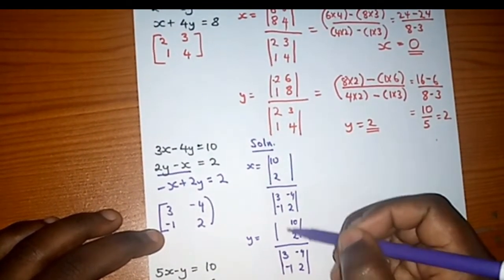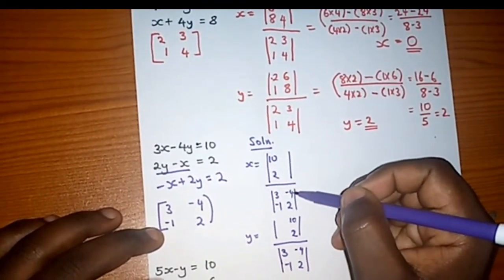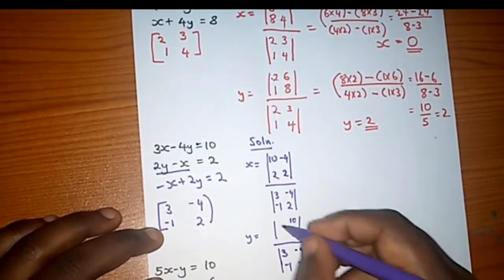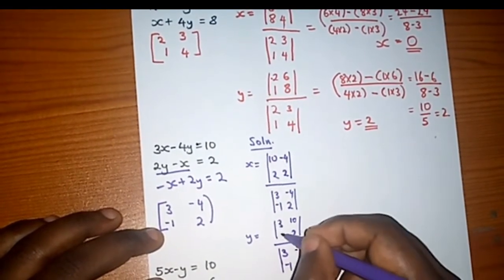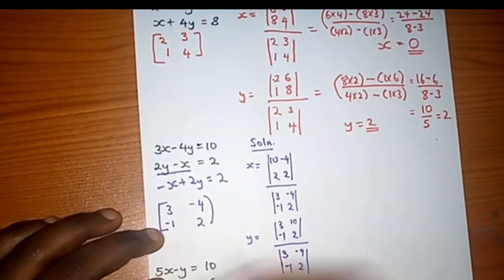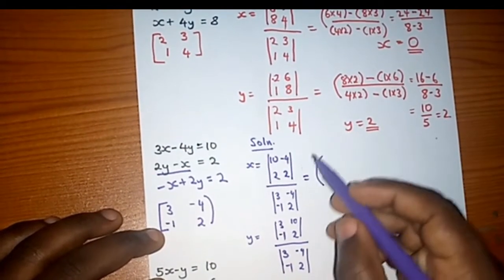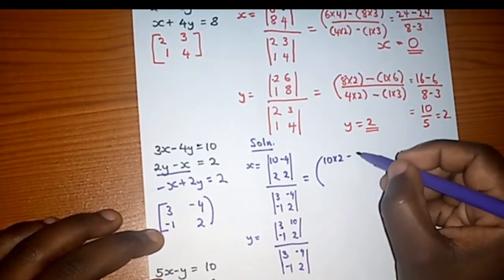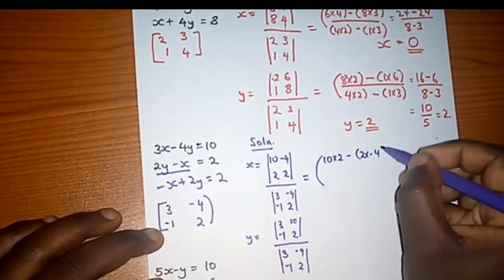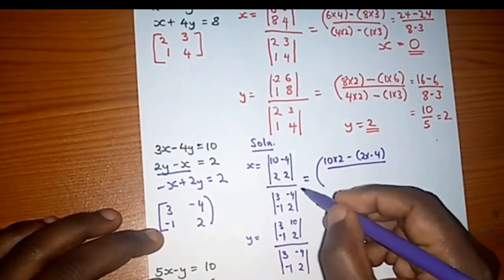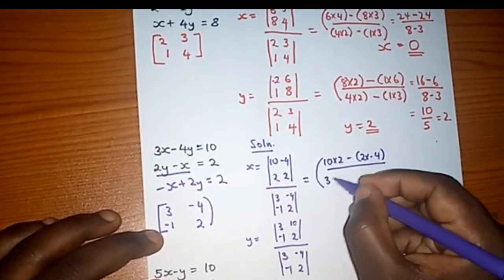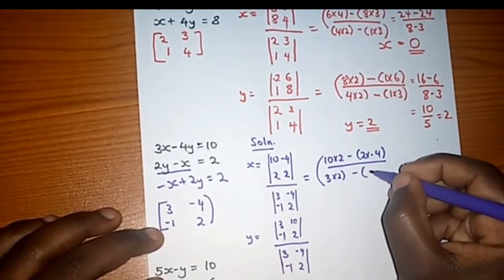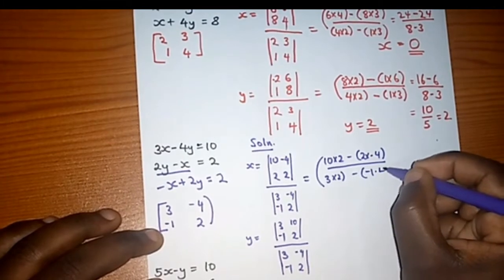So for the remaining part, spaces here, I just write what is down. This side is negative 4 and 2, so I just write negative 4, 2. So in this side, I write here 3, negative 1. So I come and say that this is the same as 10 times 2, minus 2 times negative 4, out of 3 times 2, minus negative 1 times 4.